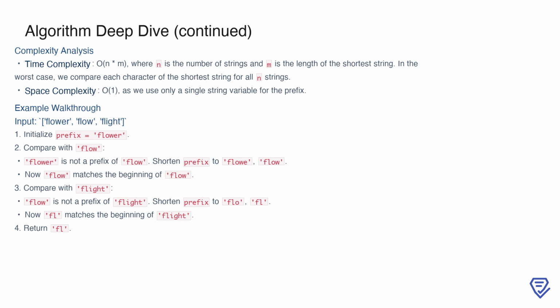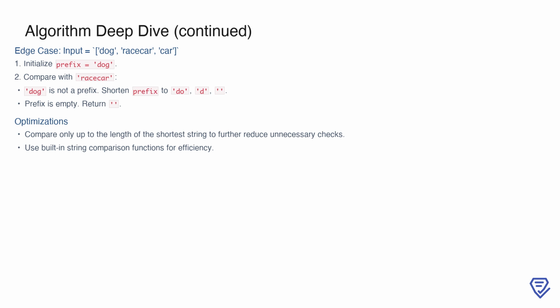After processing all strings, the result is FL. Now, let's look at an edge case where the input is dog, racecar, car. Here, we initialize prefix equals dog. Comparing it with racecar, we find that dog is not a prefix. We shorten it to do, then d, and finally empty. Since the prefix becomes empty, we return an empty string, as no common prefix exists.